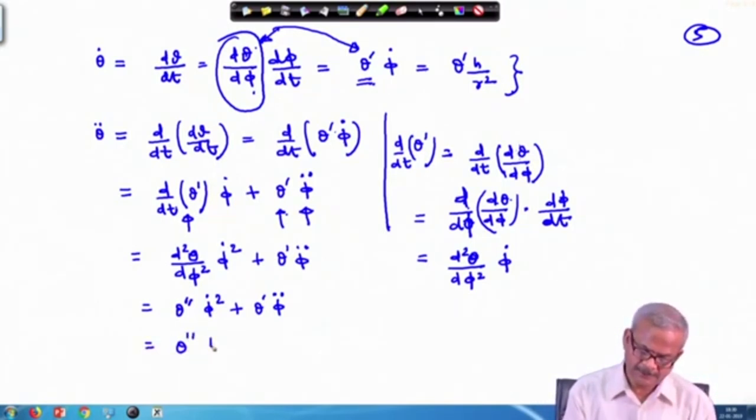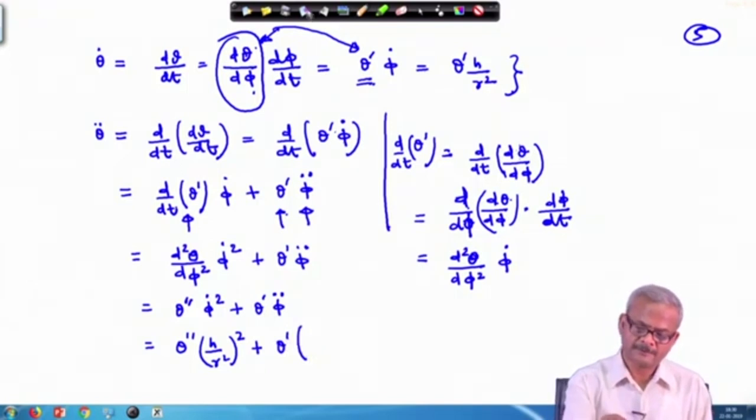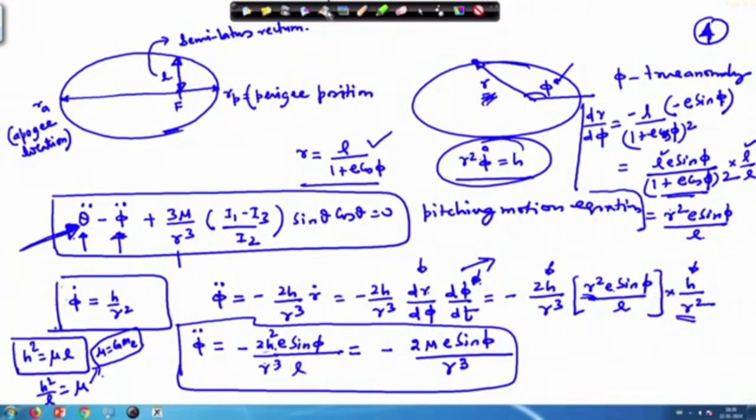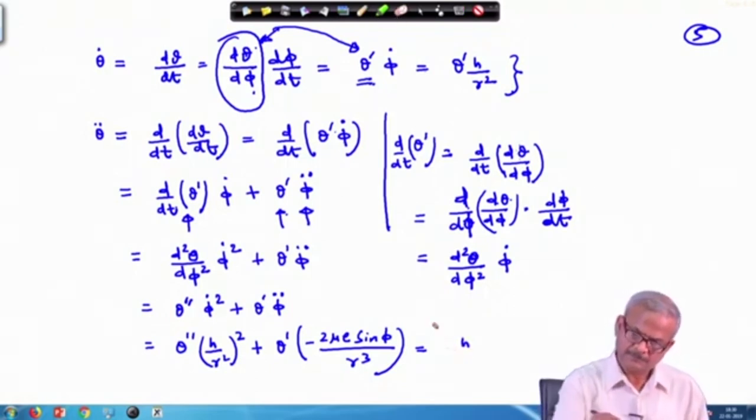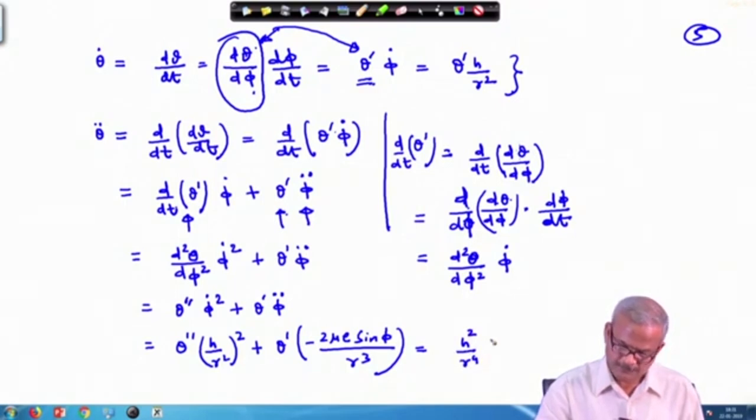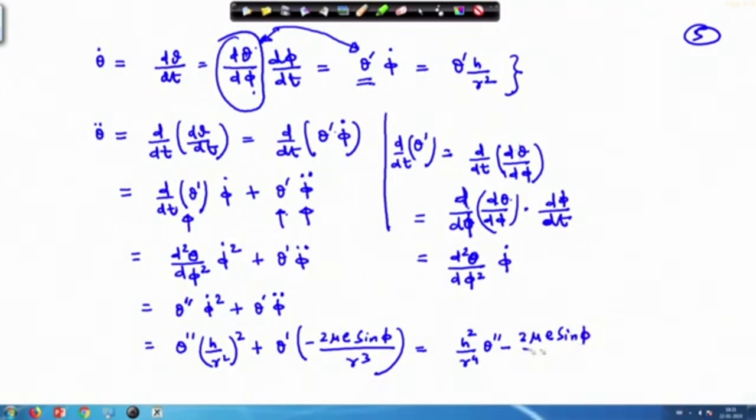So, theta double prime, and phi dot equal to h by r square, so this becomes whole square, and theta prime and phi double dot we have just now derived. This is minus 2 mu e sin phi divided by r cube. So, we have got the quantity here: h square by r to the power 4 theta double prime minus 2 mu e sin phi divided by r cube times theta prime. So, this is our theta double dot.